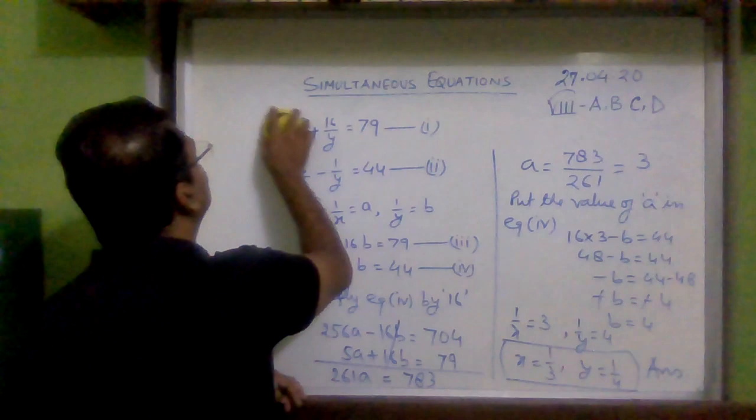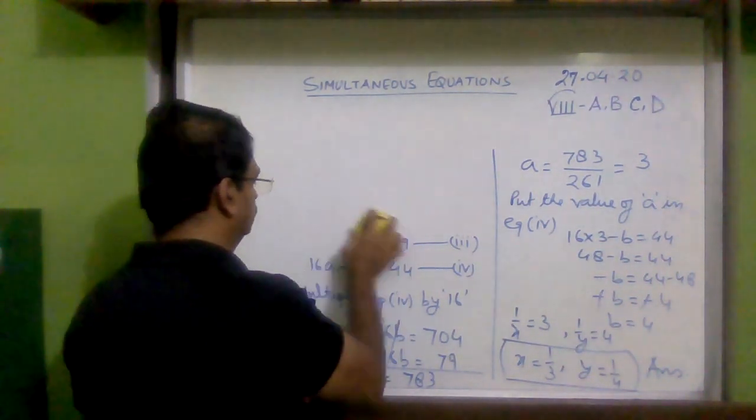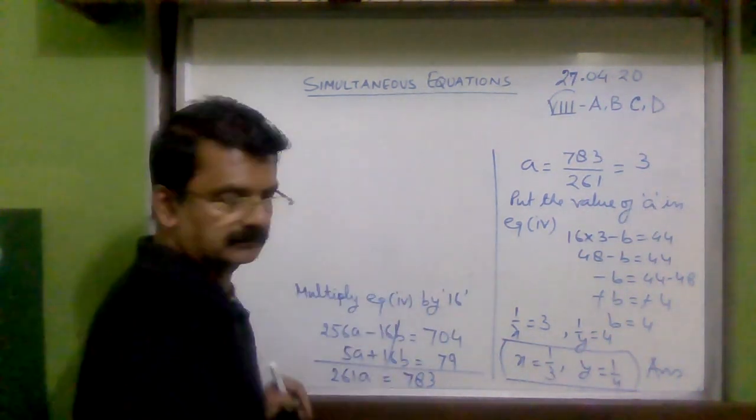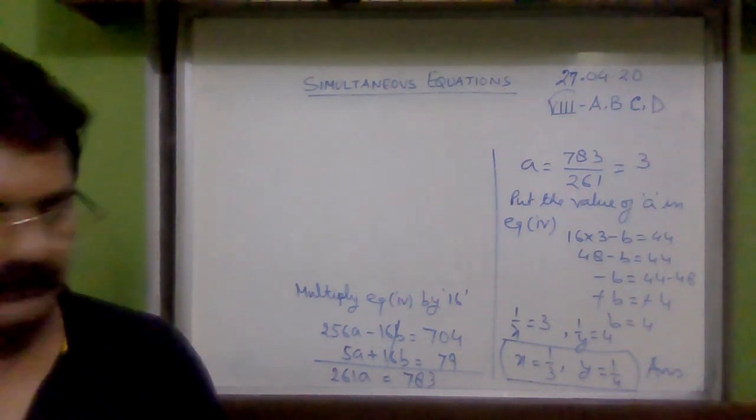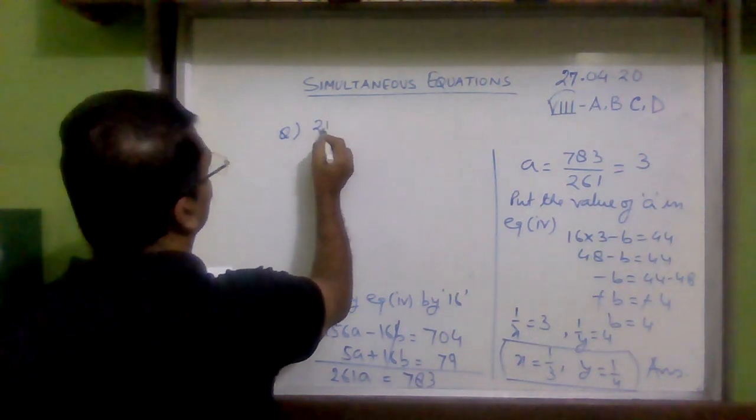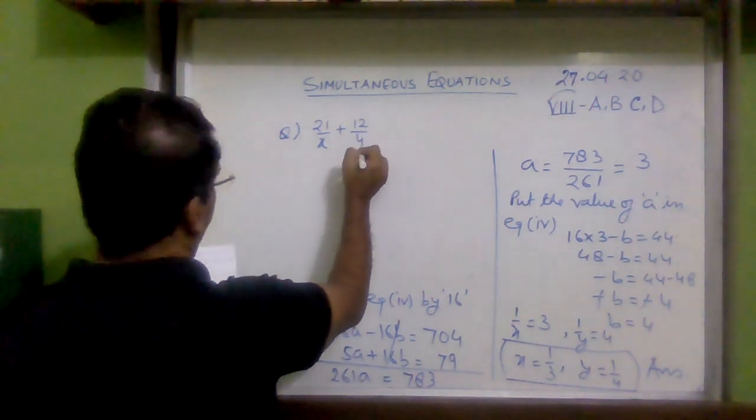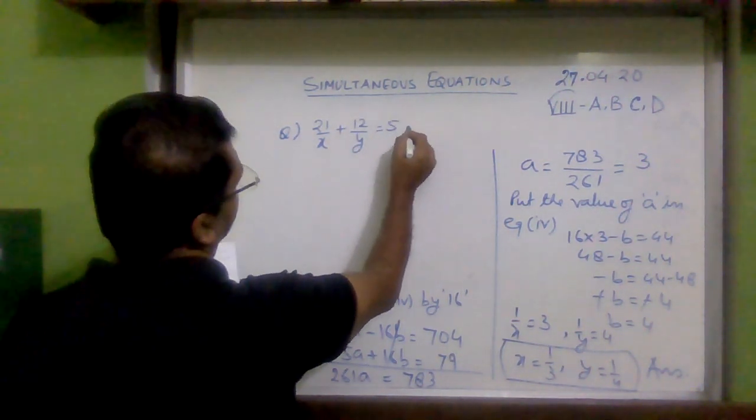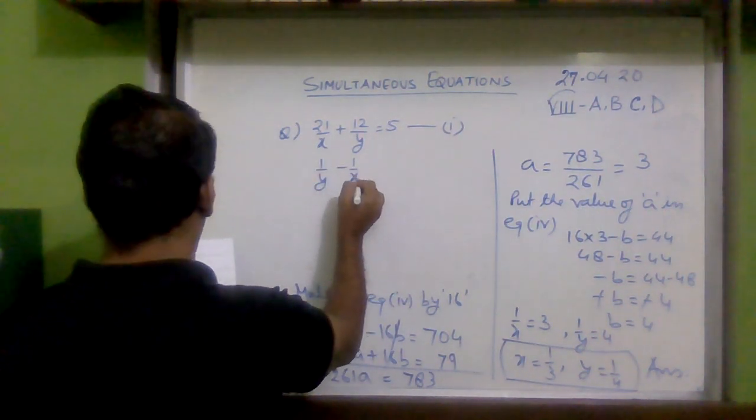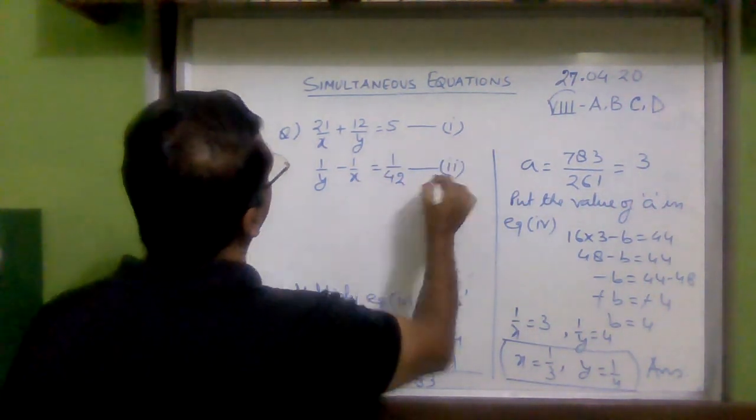Now I will do one more question, one more example. And the example is 21 upon x plus 12 upon y is equal to 5. This is equation number 1. And 1 upon y minus 1 upon x is equal to 1 upon 42. That is equation number 2.